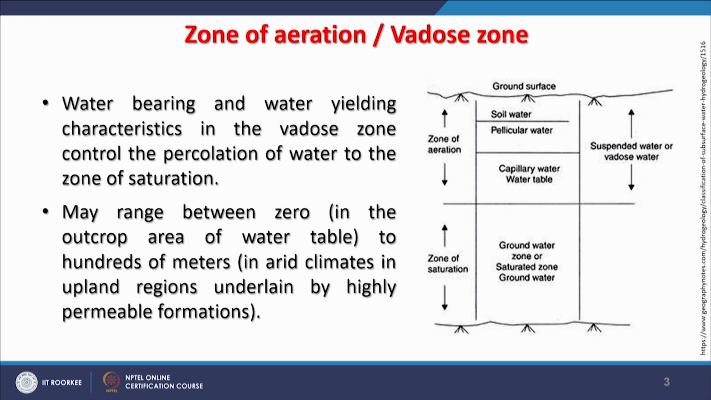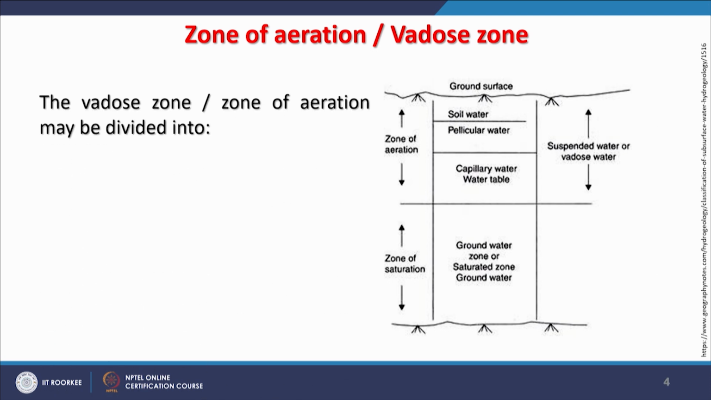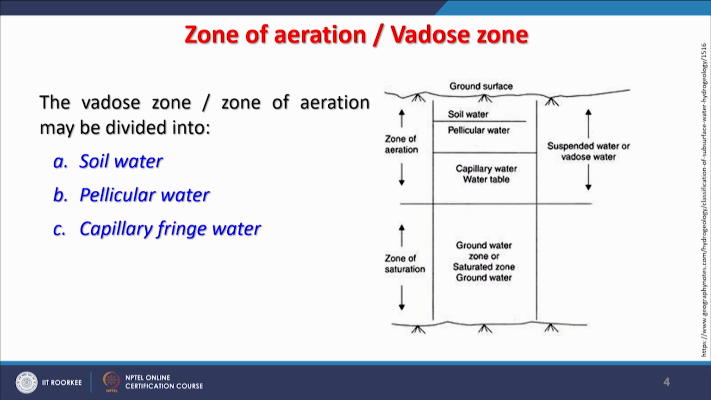This may range between 0 in outcrop areas of the water table, meaning springs, where the water table is exposed because of particular topographic arrangements, to hundreds of meters in arid climates, in upland regions underlain by highly permeable formations. These are the important aspects of the vadose zone and saturation. The vadose zone or zone of aeration may further be divided, as we have seen, into soil water, pellicular water, and then capillary fringe water.